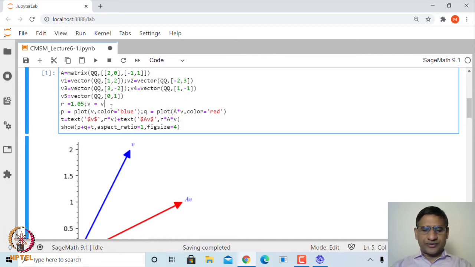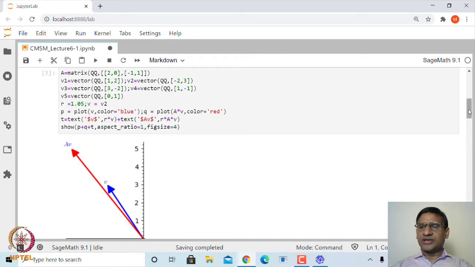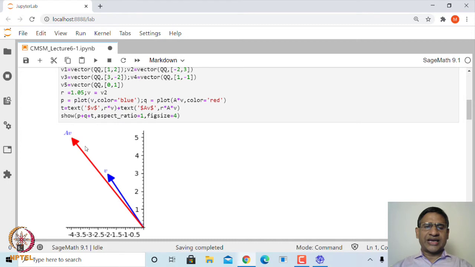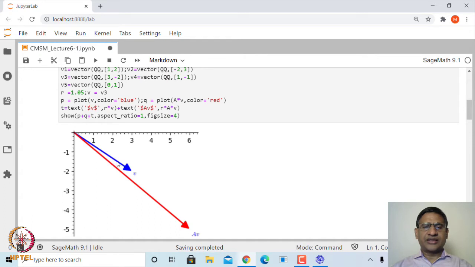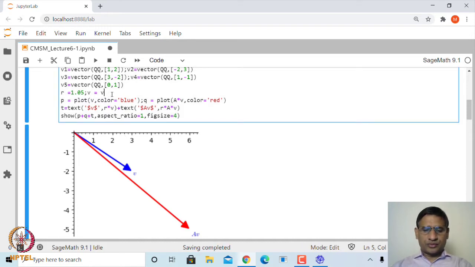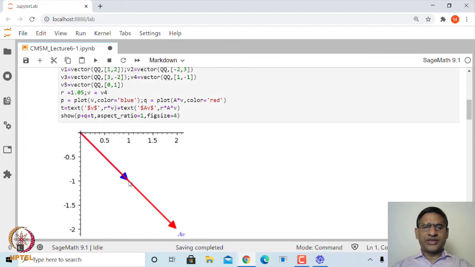Suppose I take another v which is minus 2 comma 3 and plot this graph, then again you can see this is v and Av, they are not parallel to each other. Let us take another vector, let me call this v3. v3 is 3 comma minus 2, and when you plot its graph, again this is not an eigenvector. Let us take v4. v4 is 1 comma minus 1, and in this case v and Av are parallel to each other, and it looks like Av is twice v.